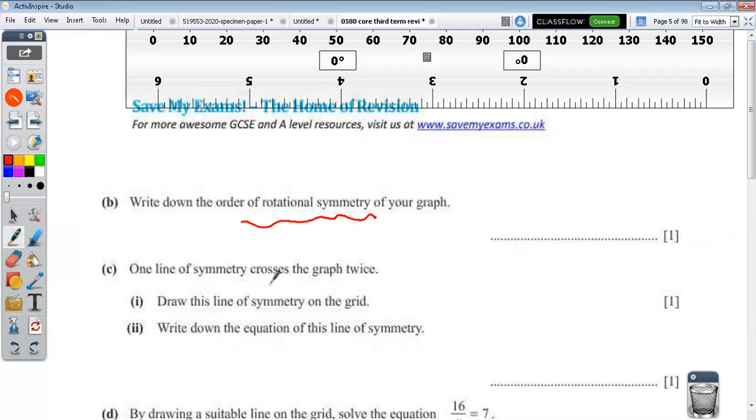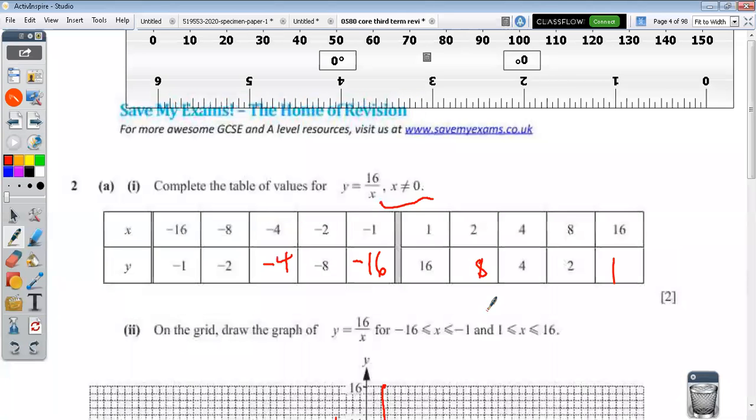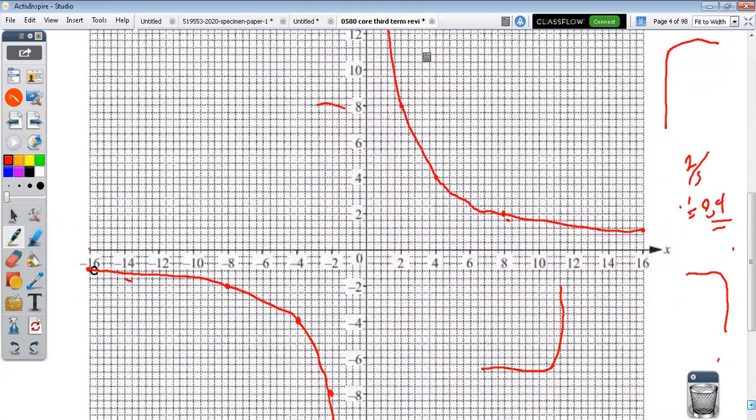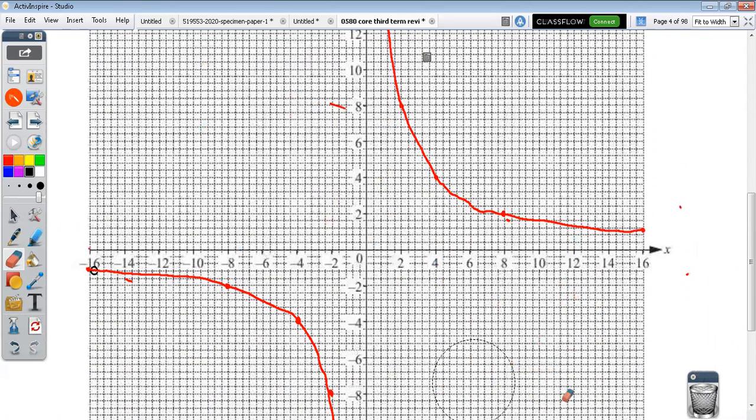One line of symmetry crosses the graph twice. Draw this line of symmetry. So now this is where the teacher doesn't have to teach you. Where do you think is a line of symmetry here? There are actually 2 lines of symmetry. They say one line of symmetry does not cross this graph. But there's another line of symmetry. Who can tell me where is that line of symmetry? It actually crosses this graph.